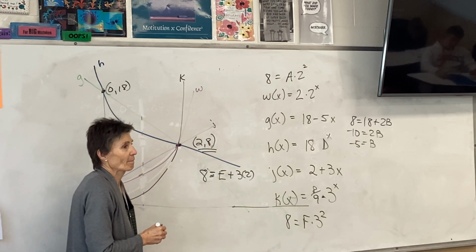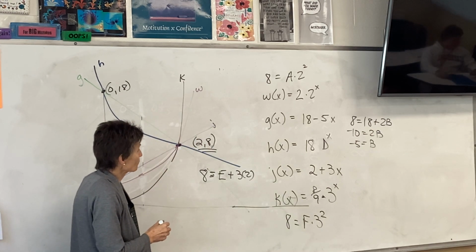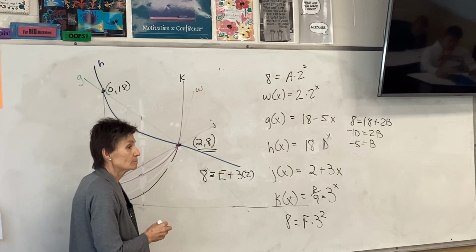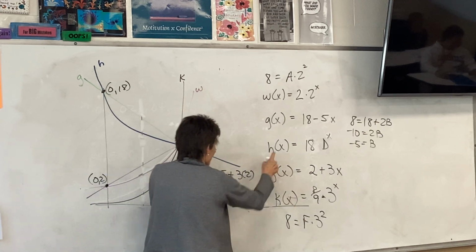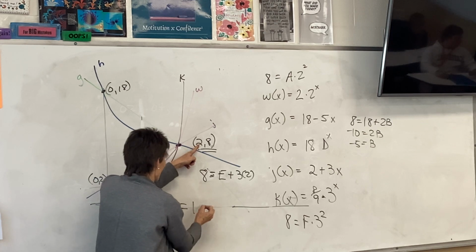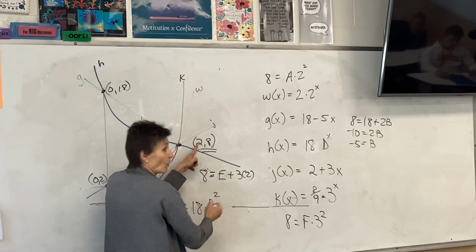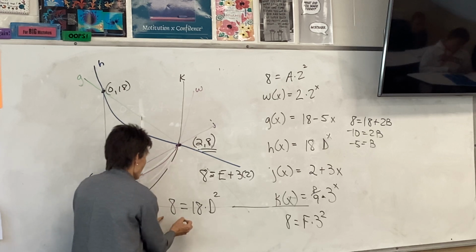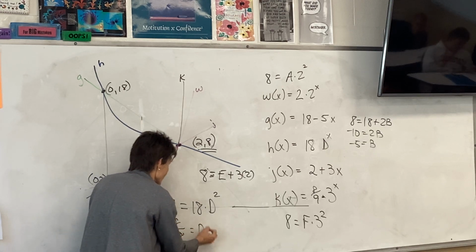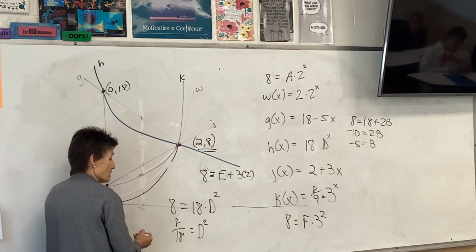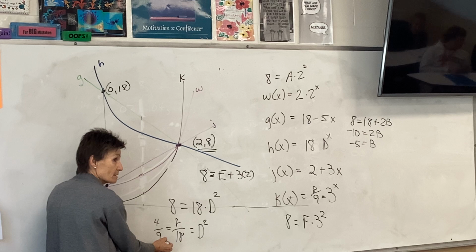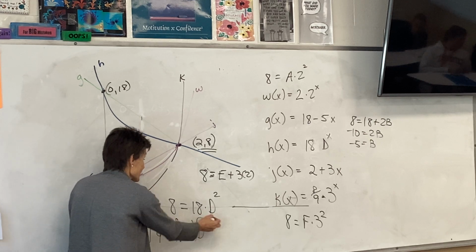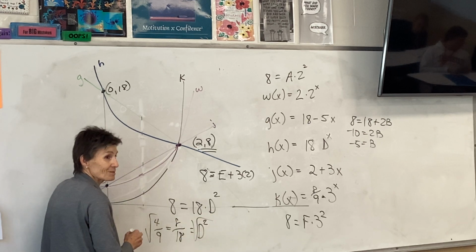So we plugged in 18 for C, and then we divided 8 by 18 to get 4/9. So you came back to this point and said, okay, 8 has to equal 18 times d squared. So 8 over 18 equals d squared. That reduces beautifully to 4/9. So d equals 2/3.